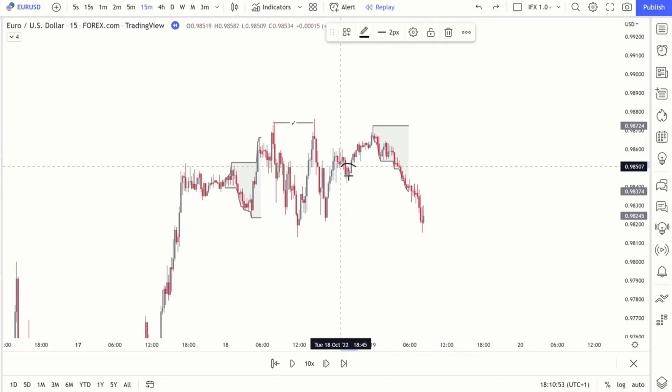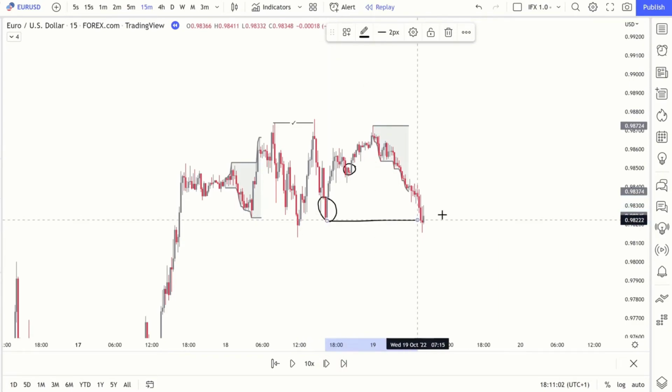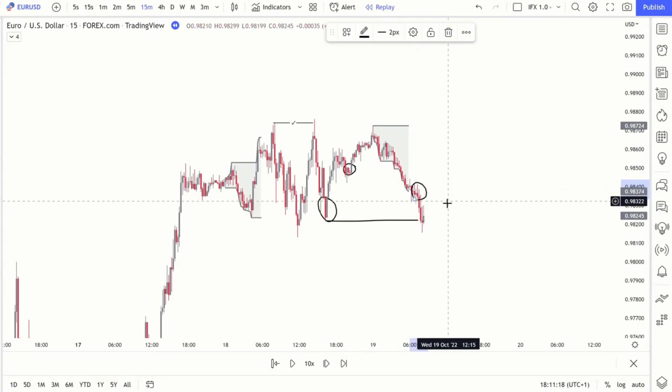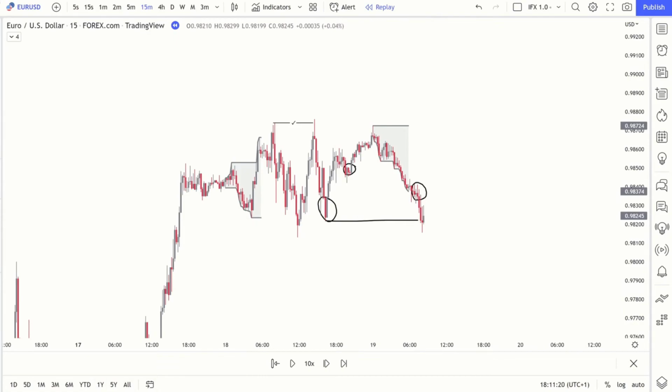Multiple levels of demand starting to fail. So at this point, supply is clearly in control, which makes sense because one, we swept ERL, and two, we're expecting a pullback. Now I'm not going to go too much into detail of why I picked this POI, but it's a pretty nice POI. It's well situated in order to look for these sells.